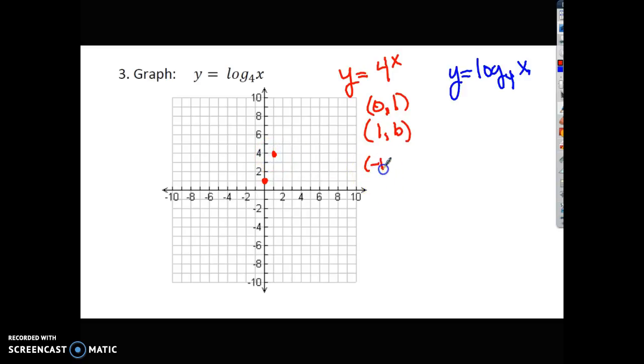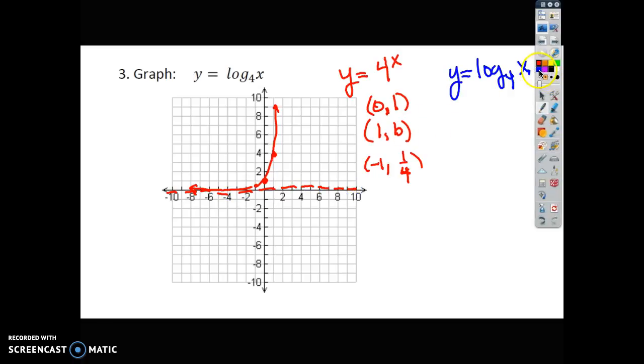At -1, what is it going to do to the base? It's going to flip it. So this is going to be 1/4. 1/4 is somewhere over here. So this is my exponential 4 to the x. And this is the asymptote right here. Let me draw that a little bit better. This is the asymptote right here.